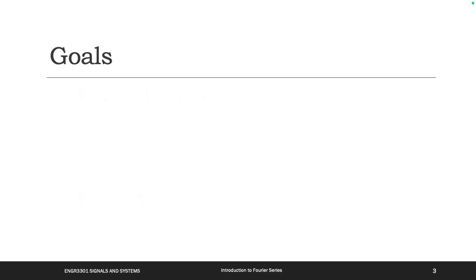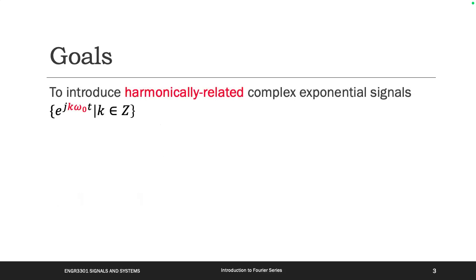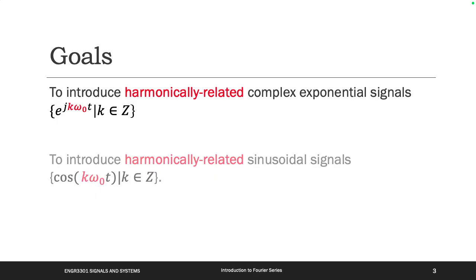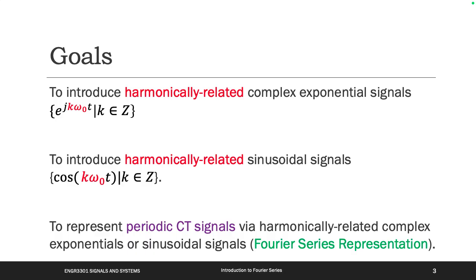Let's talk about the goals. Firstly, we will introduce harmonically related complex exponential signals. These are special signals, and we will talk about why we want to discuss them. Then we will introduce harmonically related sinusoidal signals. And then we will represent periodic CT signals via harmonically related complex exponentials or sinusoidals, which has another name, Fourier series representation.